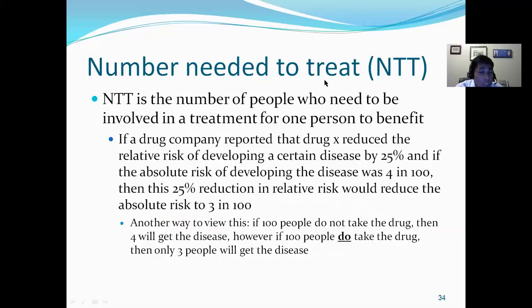The next one is the number needed to treat. This is what we call NNT. This is very controversial. This is actually the concept that led to disagreement about unsa gyud ang sakto nga frequency nga mag-mammogram ang mga women.